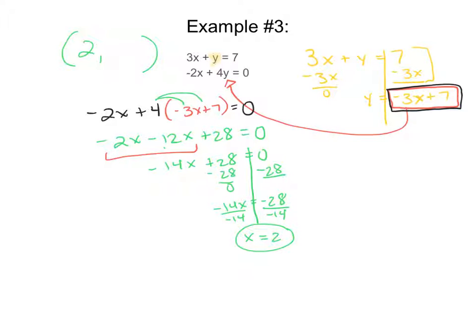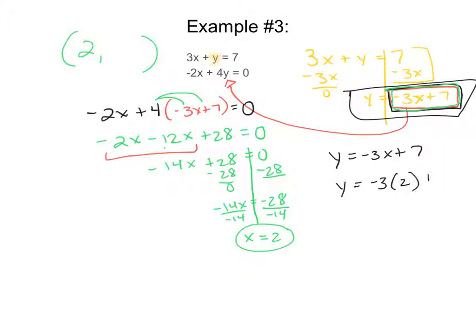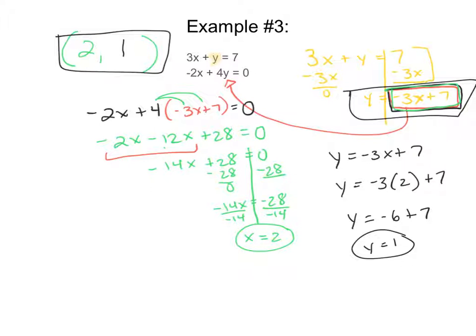So to find the other answer, I can plug this 2 back into what I solved y to be. So I'm going to take this equation from over here, this y equals a negative 3x plus 7, and I'm going to be plugging in a 2 for x plus 7. Negative 3 times 2 is negative 6. Negative 6 plus 7 is 1. So my solution is 2, 1. And again, you can always check these.